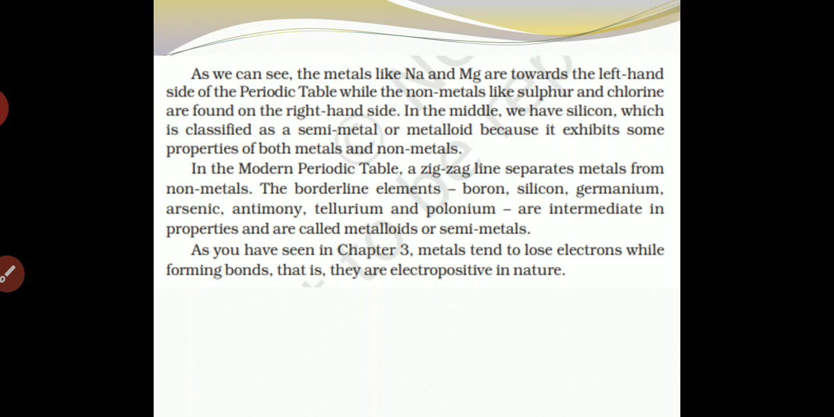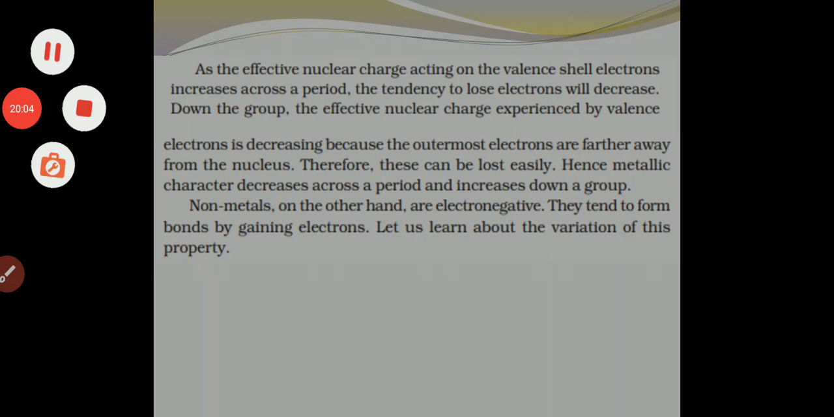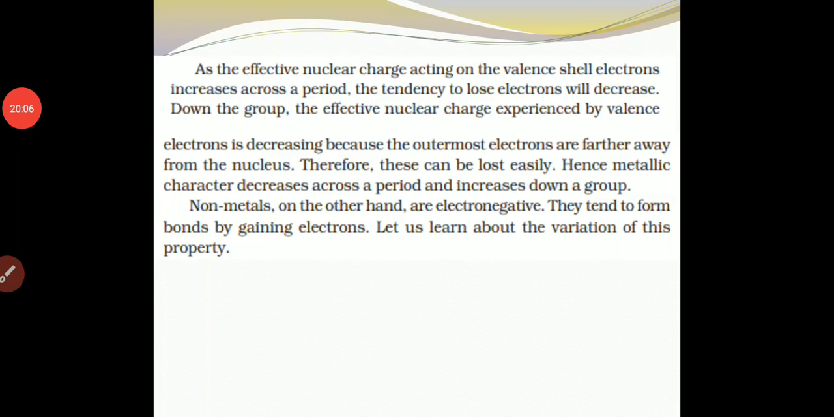As you have seen in chapter 3, metals tend to lose electrons while forming bonds, that is, they are electropositive in nature. As the effective nuclear charge acting on the valence shell electrons increases across the period, the tendency to lose electrons decreases.